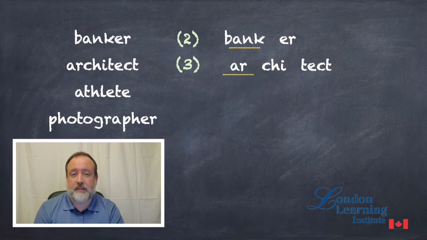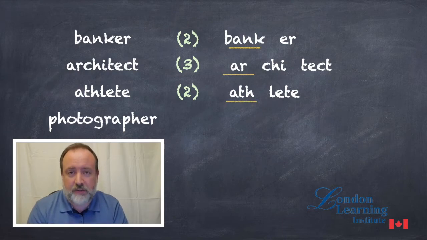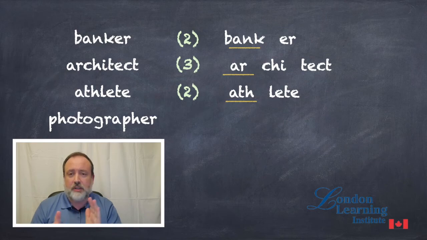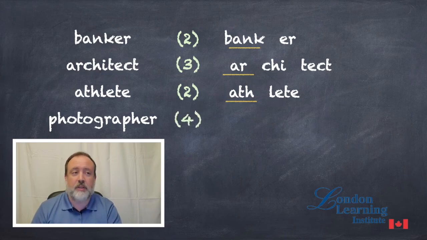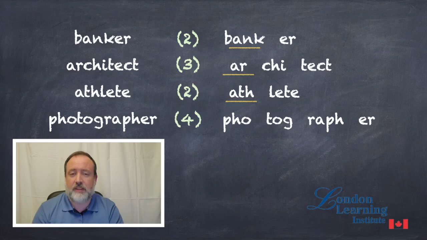Athlete. Athlete. There are 2 syllables in athlete. Athlete. Which one is stressed? It's the first syllable again. Athlete. Now, we get to the very difficult one at the end here. Photographer. Photographer. Remember, use your hands. Clap it out. How many syllables? Photographer. There are 4 syllables in the word photographer. Photographer. Which one is stressed? Photographer. Photographer. It's the second syllable that is stressed.